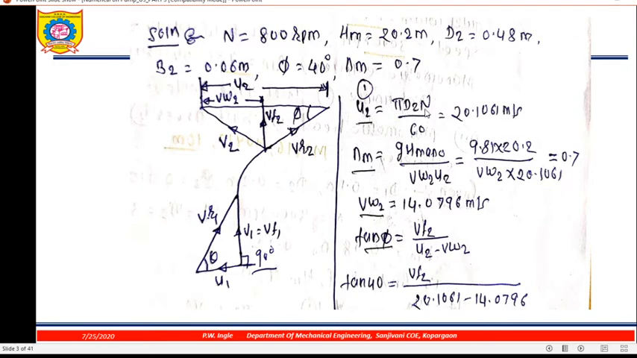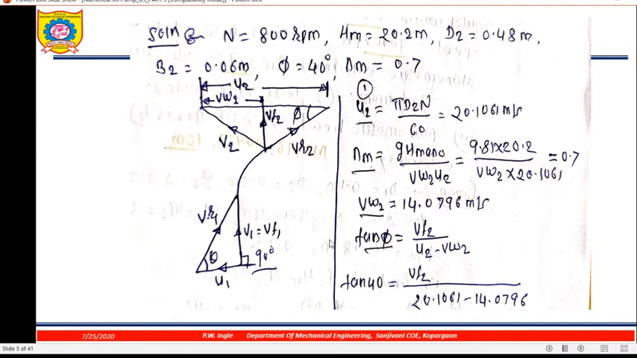So we know that U2 is pi D2 N by 60. So by using the data you can calculate U2. It is coming as 20.1061 meter per second. Now what is manometric efficiency? It is g into H manometric upon Vw2 into U2. So g is 9.81, manometric head is 20.2, Vw2 into 20.1061 equals 0.7. So you can get the value of Vw2.